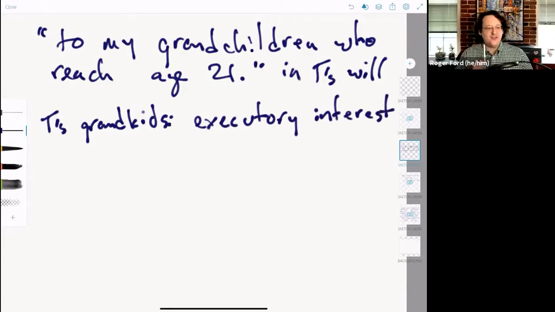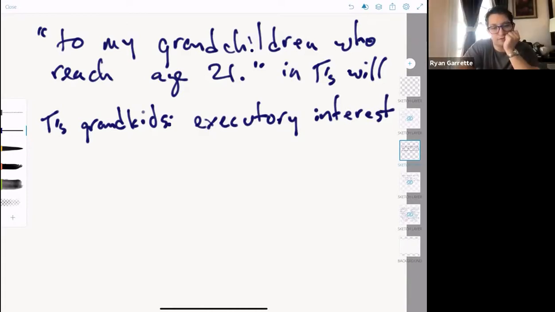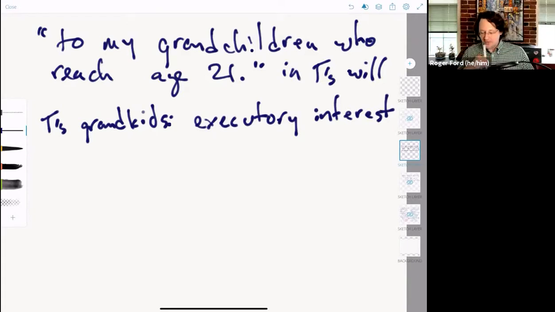And is it contingent? We didn't separate out contingent versus non-contingent executory interest, but contingent just means there is some contingency. There's some condition precedent that has to happen. Do we have one here? Yeah, they have to be 21. Sure, they have to reach 21, right? So this is subject to the rule. So that's step 1.